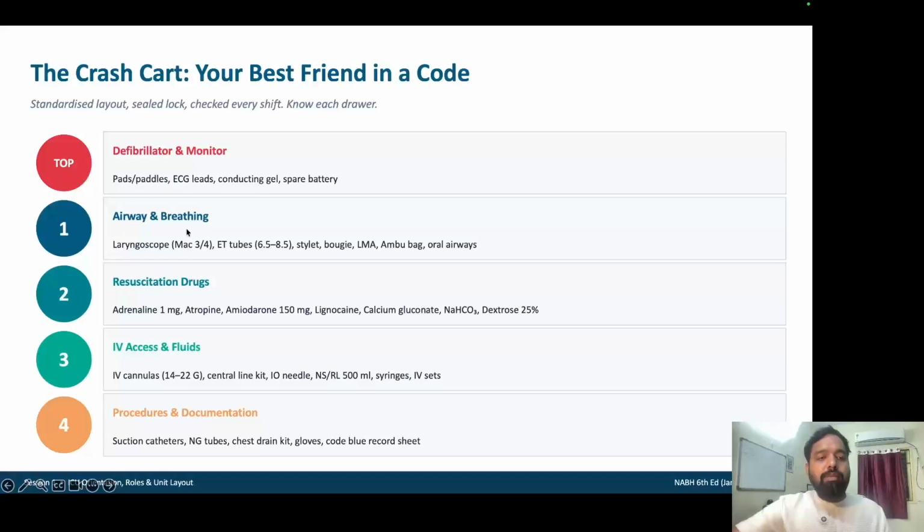Next, the airway and breathing systems, which include laryngoscopes, endotracheal tubes, stylet, bougie, laryngeal mask airway, Ambu bags, and oral airways. Next, the resuscitation drugs, which include adrenaline, atropine, amiodarone, lignocaine, calcium gluconate, soda bicarbonate, and dextrose 25%. And next, the IV access and fluids, which include IV cannulas of various sizes, from 14 to 22 gauge, and the central line kit, intraosseous needle, and arterial line set, NS and RL, syringes, IV sets.